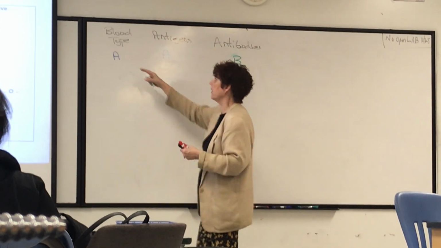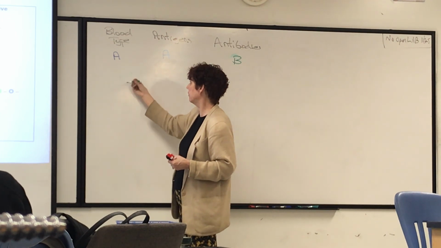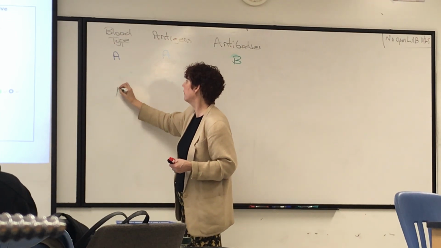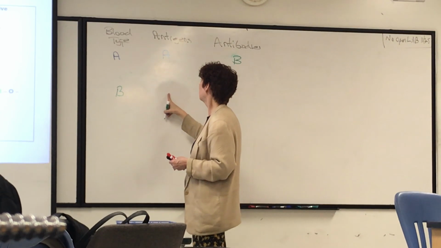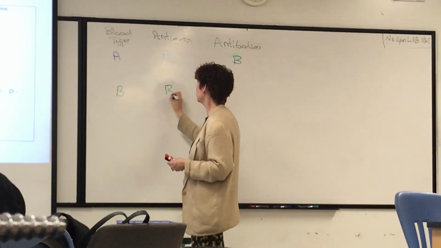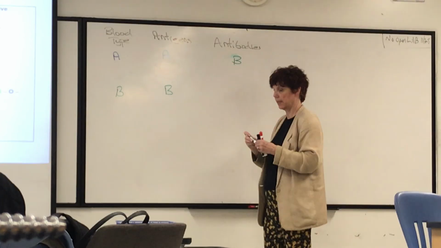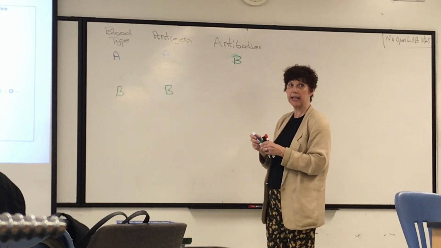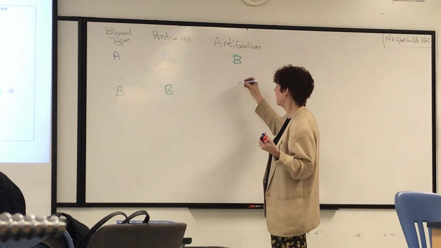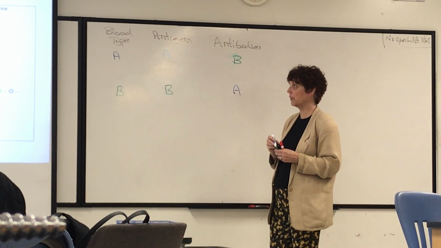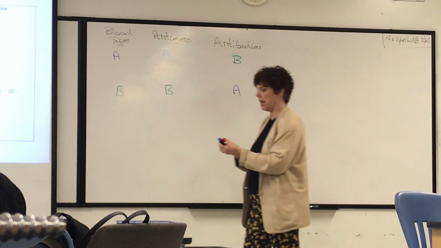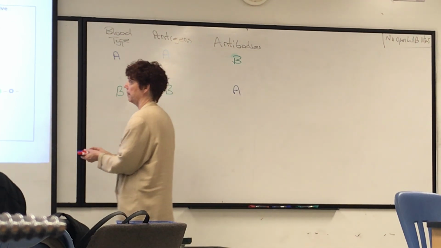I'm going to leave a gap here for the positive and negative ones. If I have blood type B on my red blood cells, I will have the antigen B, and I will make antibodies. I will have antibodies present that I've made since I was very little against A.